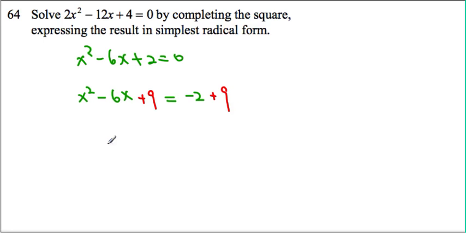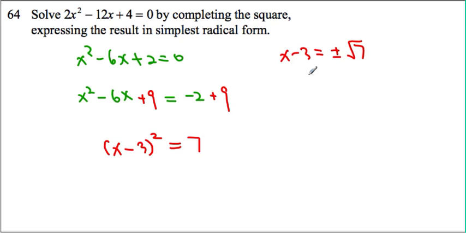Then here on the left side, we end up getting x minus 3 squared. That's what we end up getting. On the right side, we end up getting 7. So to get rid of the square, we end up getting x minus 3 is equal to plus or minus square root of 7. To have x alone, we have to add 3. Then x equals 3 plus or minus square root of 7. That becomes our final answer.